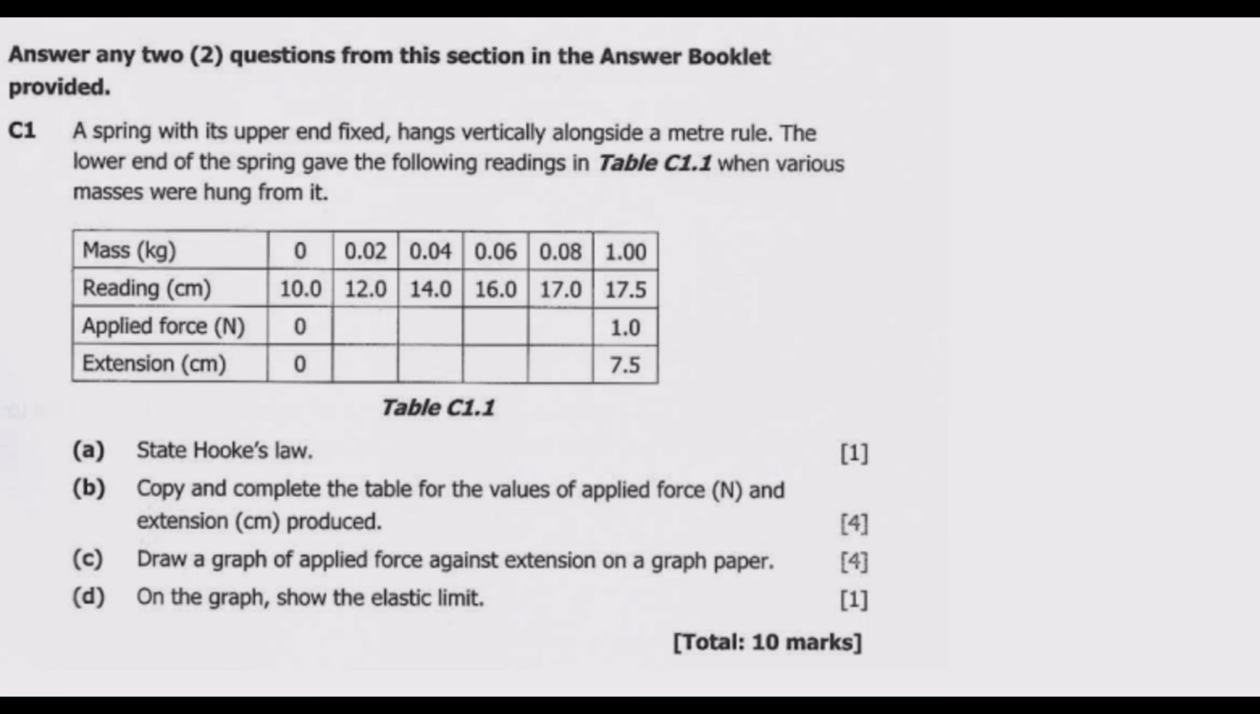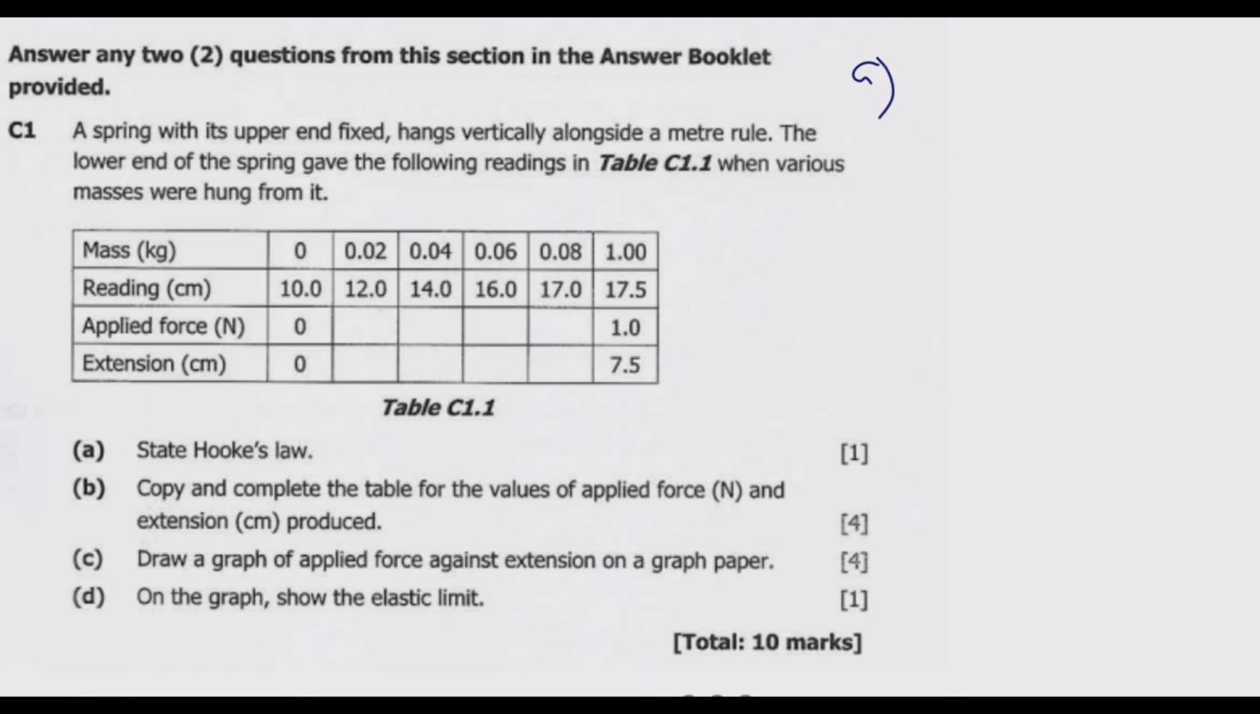A spring with its upper fixed end hangs vertically alongside a meter rule. The lower end of the spring gave the following readings in table C1.1 when various masses were hung from it. So we have mass in kg, readings in centimeter, then applied force in newtons, then extension in centimeter. State Hooke's law. That's question A.